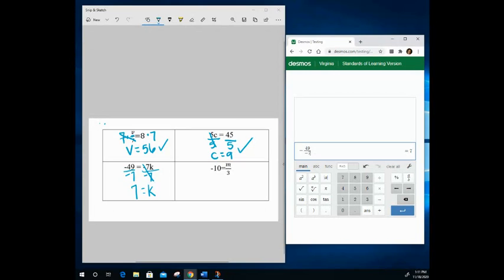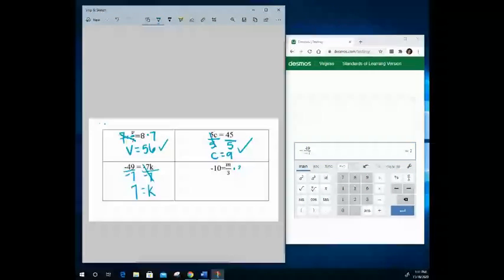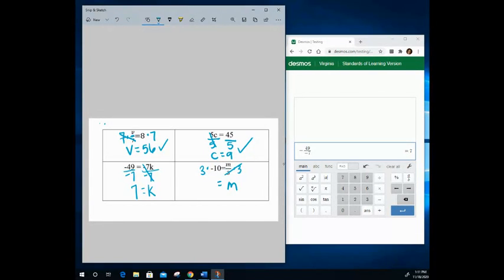Now taking a look at this last problem, we have negative 10 equals m divided by 3. M is our variable. A division of 3 is what's attached to it. So I'm going to multiply by 3 on both sides. When I do, our 3s cancel. I bring down m, and 3 times negative 10 gives us negative 30. And again, we could check these in Desmos by plugging that in, and we would notice that we did get the correct answer.